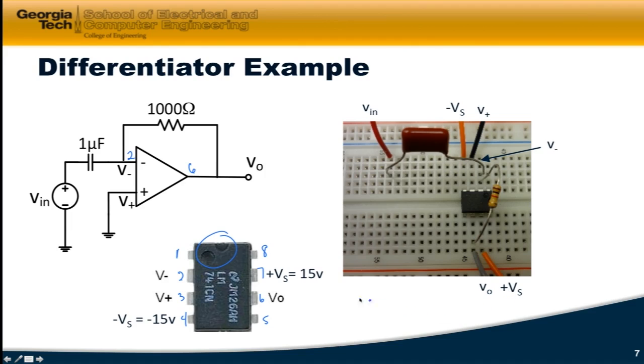Now, the voltage source to power this: we've got minus 15 volts connected to pin 4 and plus 15 volts connected to pin 7. We can see V sub S here and minus V sub S there. So this is now my circuit that implements this schematic.